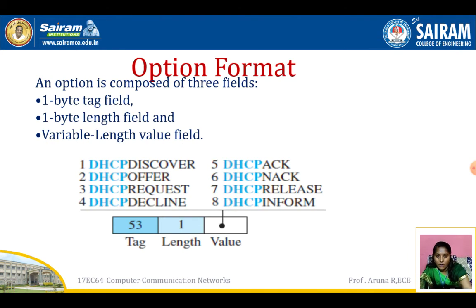Next you can see how the option format is used, because the last one I told you is the option format. Option is composed of three fields: a 1 byte tag field, a 1 byte length field, and a variable length value field. DHCP discover means it is discovering the host. DHCP ACK means it is the acknowledgement. NACK means negative acknowledgement. DHCP release is for the release. DHCP inform is for information. Decline, request, offer. Likewise, first you have a tag field that is 53. Then you have a length field. Then you have a value. The value field is of variable length.